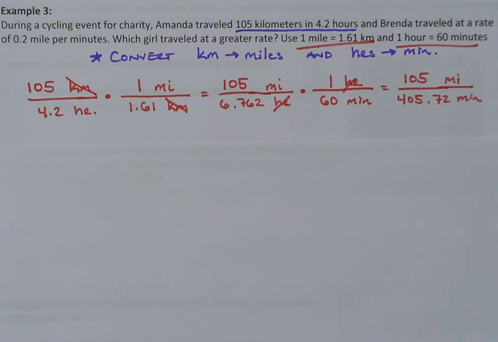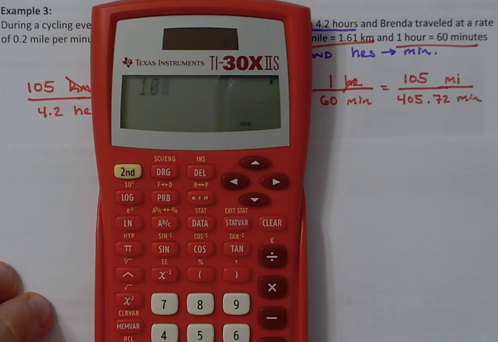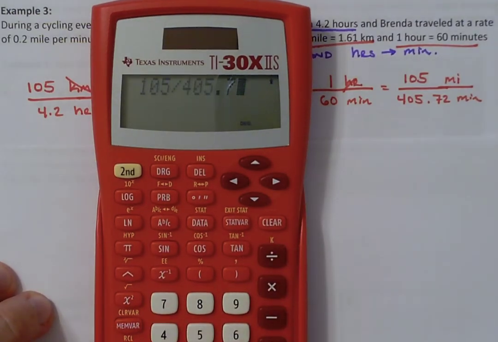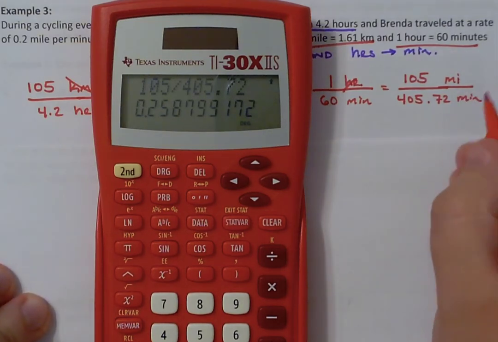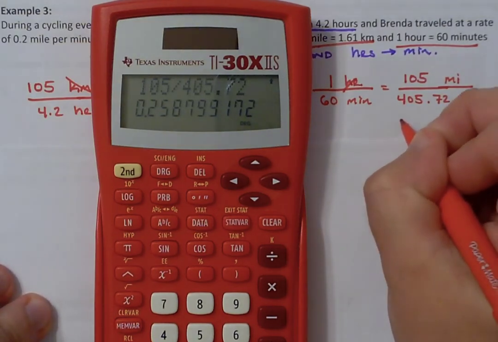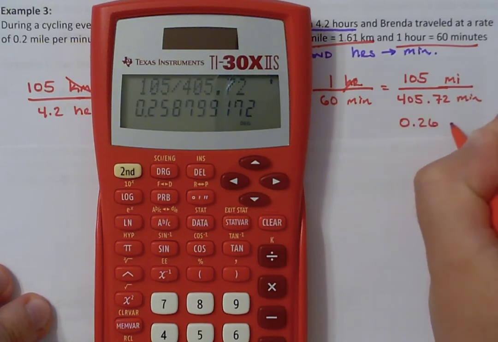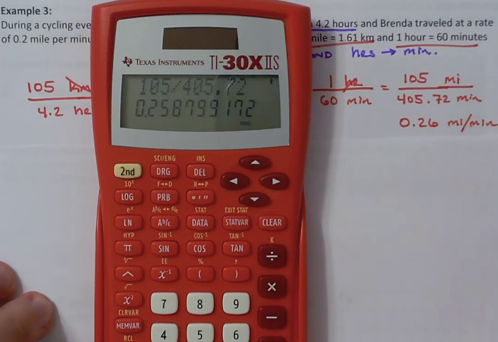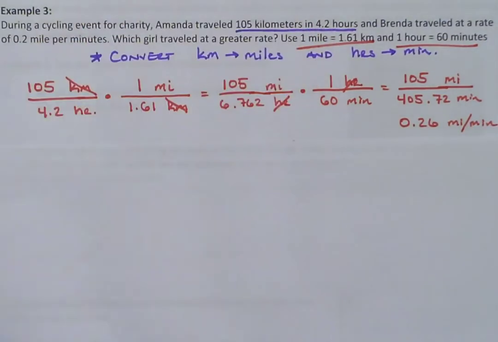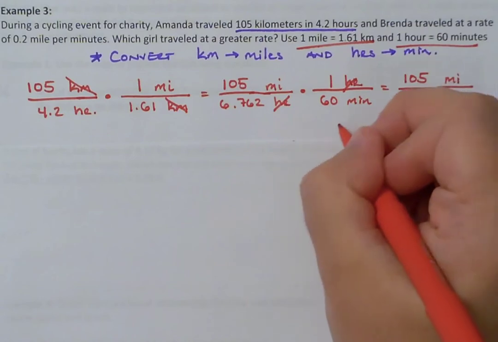But we need to actually divide these to compare them. So if I do 105 divided by 405.72, and I'm going to round here, we end up with approximately 0.26 miles per minute. So this is Amanda's rate.